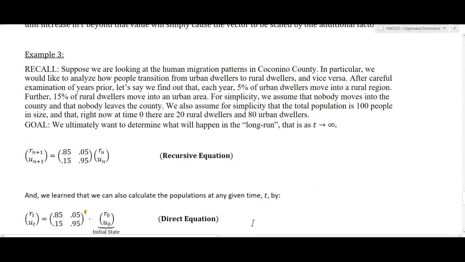Let's take a look at our example from the human migration patterns in Flagstaff, or in Coconino County. Remember that we had 5% of people in the urban environment at time n transition to the rural environment at time n plus 1. 85% of the people in the rural environment at time n stayed in the rural environment at time n plus 1, and 15% of the rural people at time n became urban people at time n plus 1, and 95% of the urban people at time n remained urban at time n plus 1. So 95% of the people stayed.